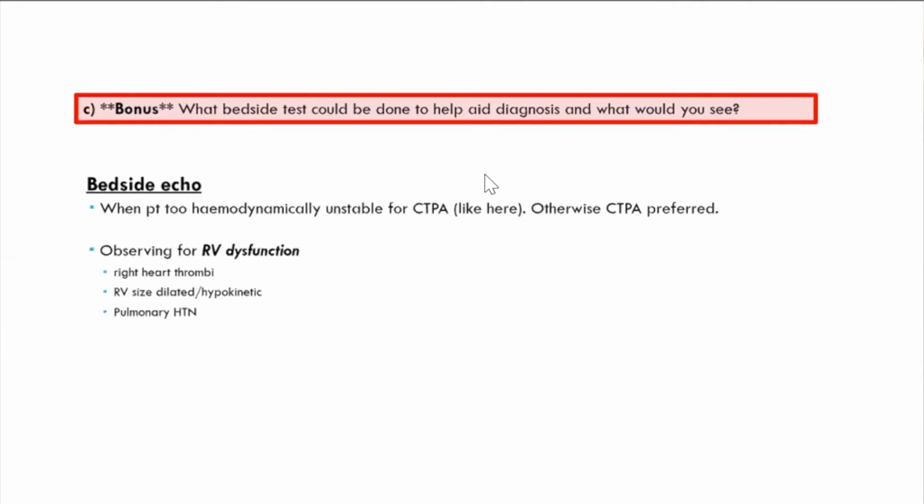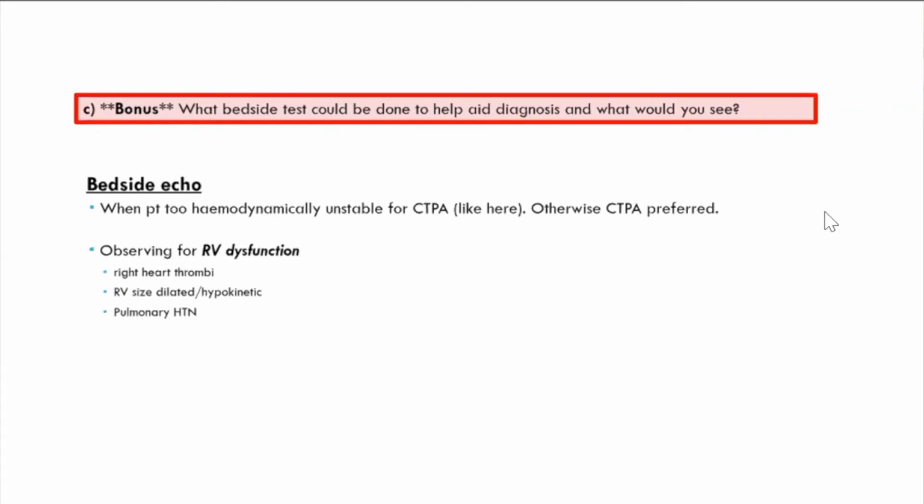On the echo, you see dilation or hypokinetic, which basically means reduced movements of the right side of the heart. Or you might see evidence of pulmonary hypertension. You might see issues in the IVC. These are all things that represent right ventricular dysfunction. So you don't need to know the ins and outs of this, but it's worthwhile knowing.